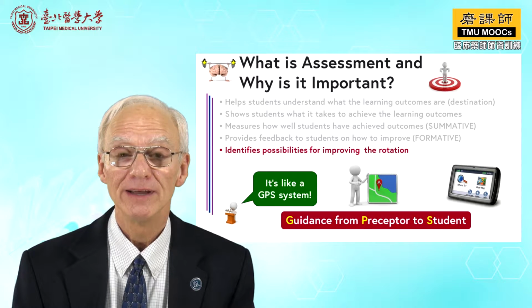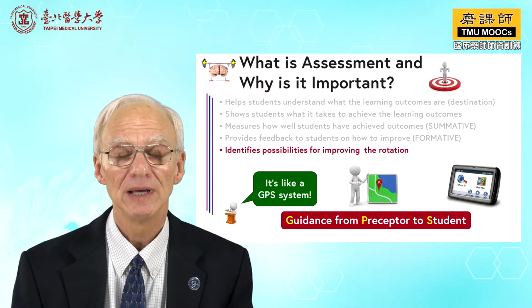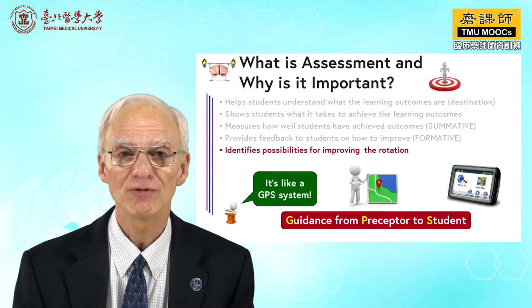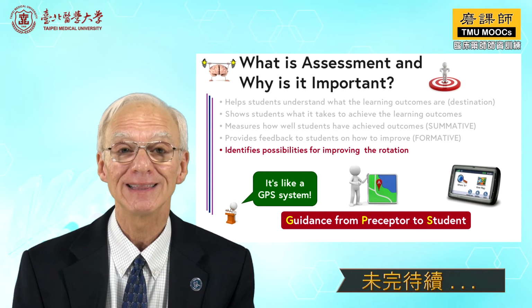Ultimately, however, the GPS system can also provide valuable feedback to the preceptor. Because if students are constantly getting off course or not achieving the destination, that system of assessment can notify the preceptor about what he or she might need to do to modify the rotation so students are more successful in achieving the outcomes and arriving at the destination.